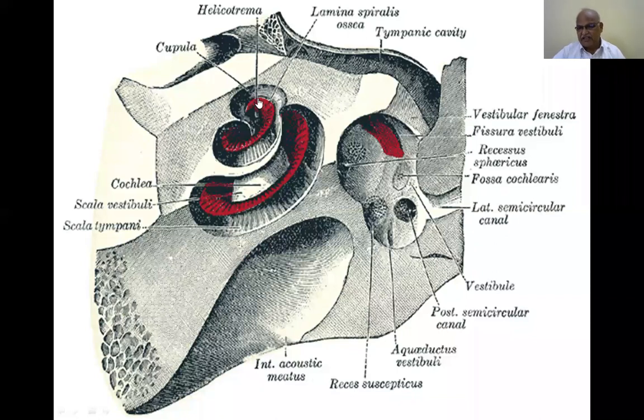So the inner ear is otherwise called the labyrinth. It consists of the anterior part, cochlea, the central part, vestibule, and the posterior part, semicircular canals. The anterior part, cochlea, is nothing but two to three turns. The apex of the cochlear turning is called the modiolus. The most prominent part of the modiolus is the cupula.